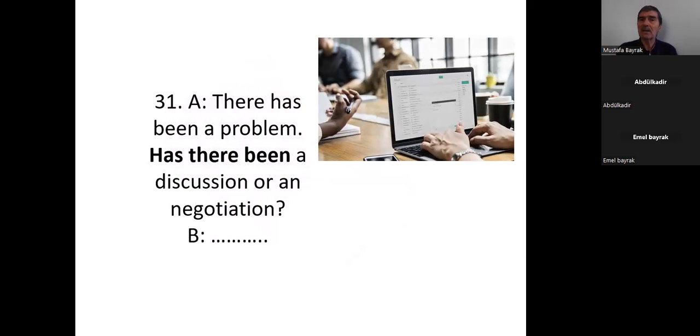31, there has been a problem. Yeah, there has been a problem since tomorrow, for example. Has there been a discussion or a negotiation for 1 hour? There has been a discussion. Fortunately, there has been a discussion for 1 hour, or since 10 o'clock. There has been a discussion since 10 o'clock.